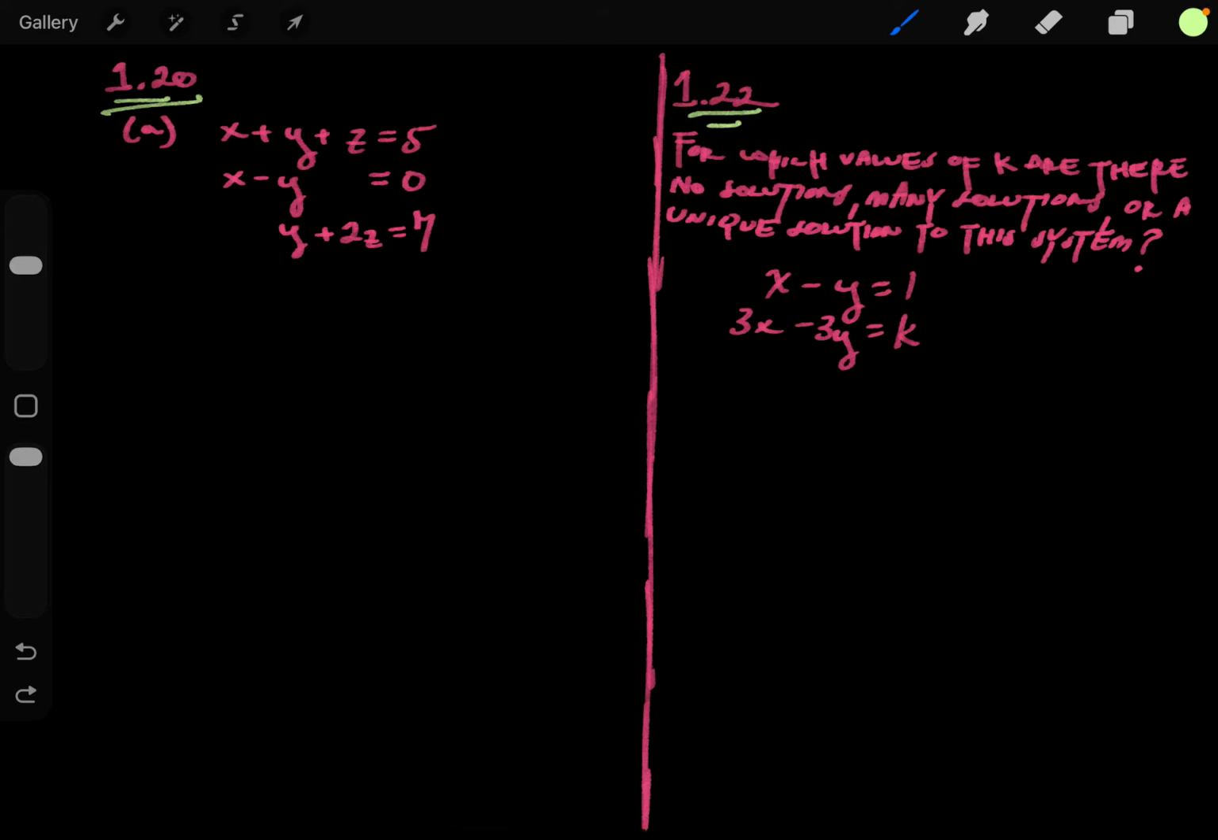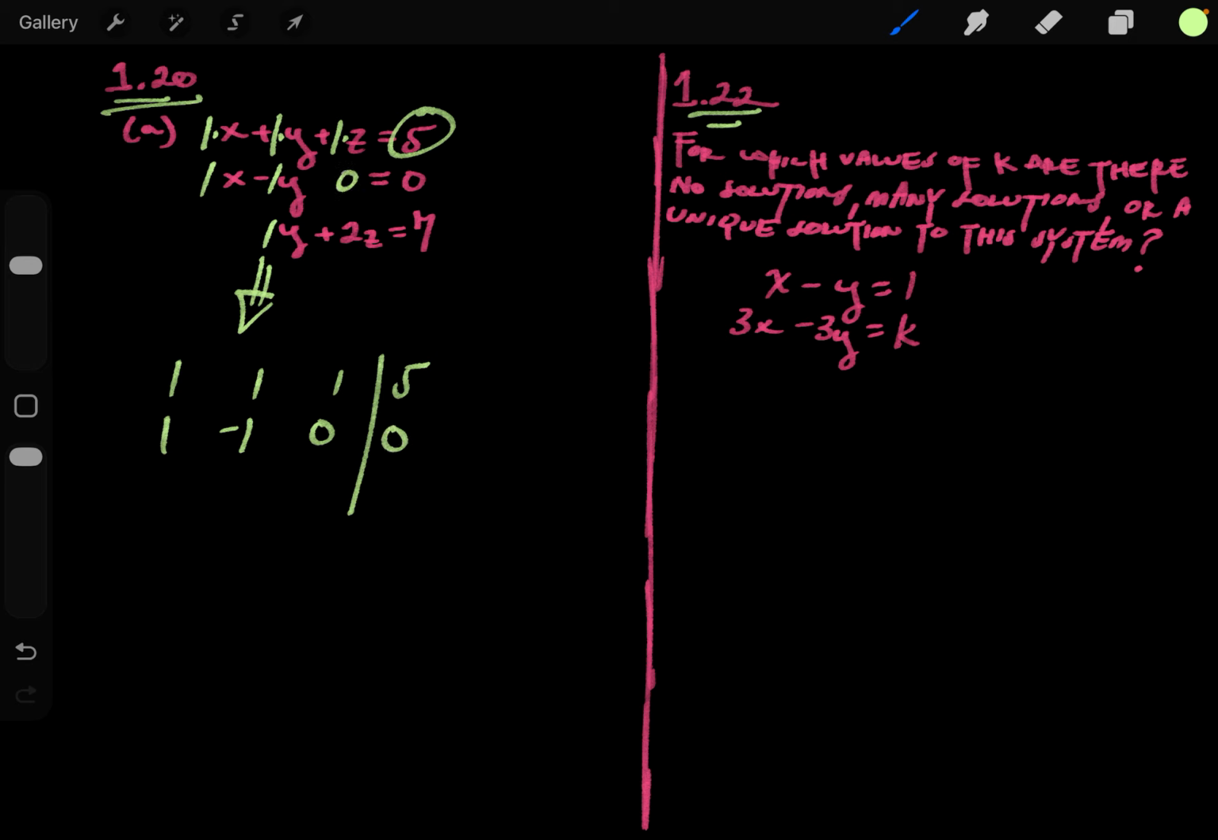All right, so the first thing we got is just a simple application of Gauss's method. The first thing that I'm going to do is turn this into matrix form. We want to look at just the coefficients and then what the right-hand side is equal to. So the coefficients are 1, 1, 1, and then on the right-hand side of that row I have 5. I got 1, negative 1, 0. Don't forget the 0 for the z is equal to 0, and then we have 0 for x here, 1 for y, and then 2 for z is equal to 7.